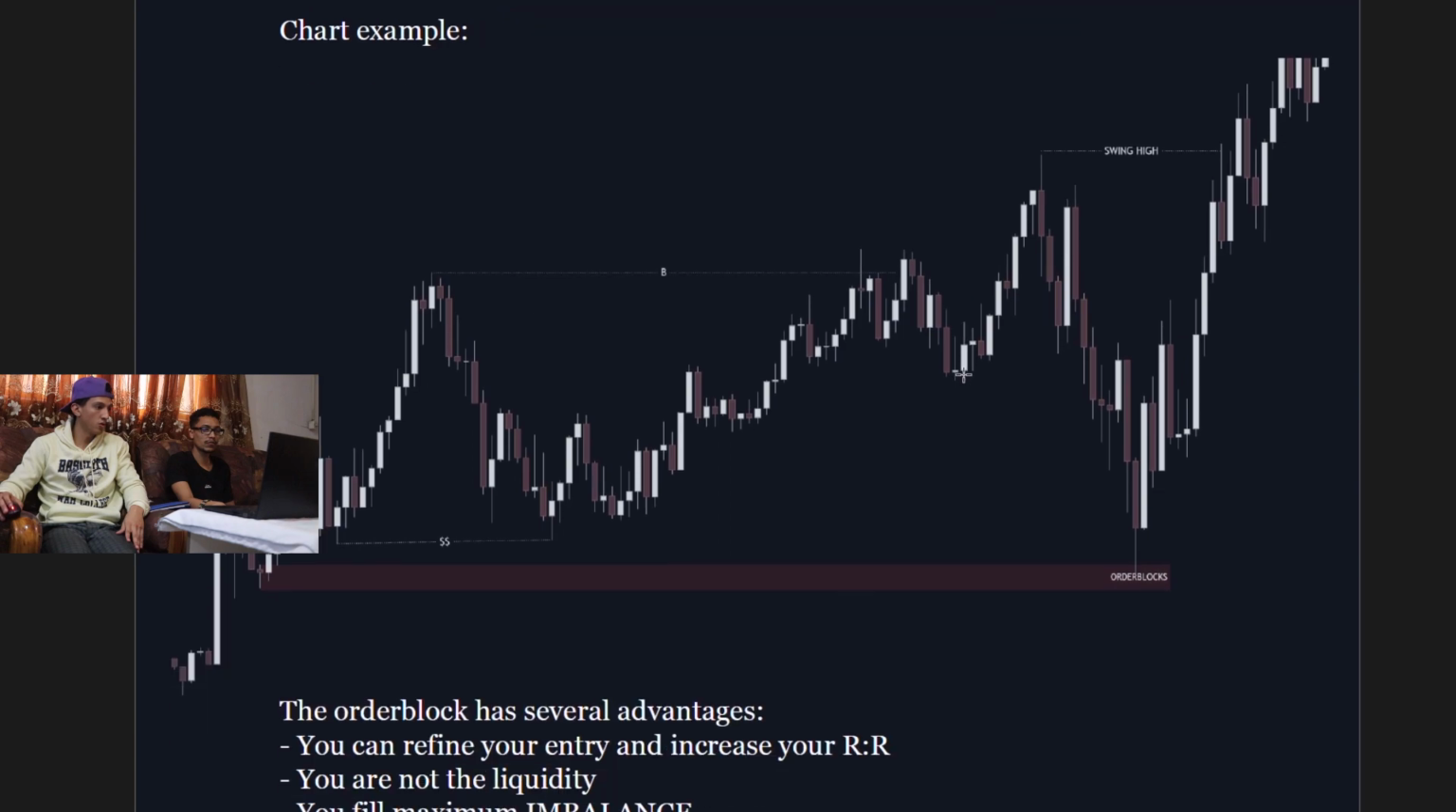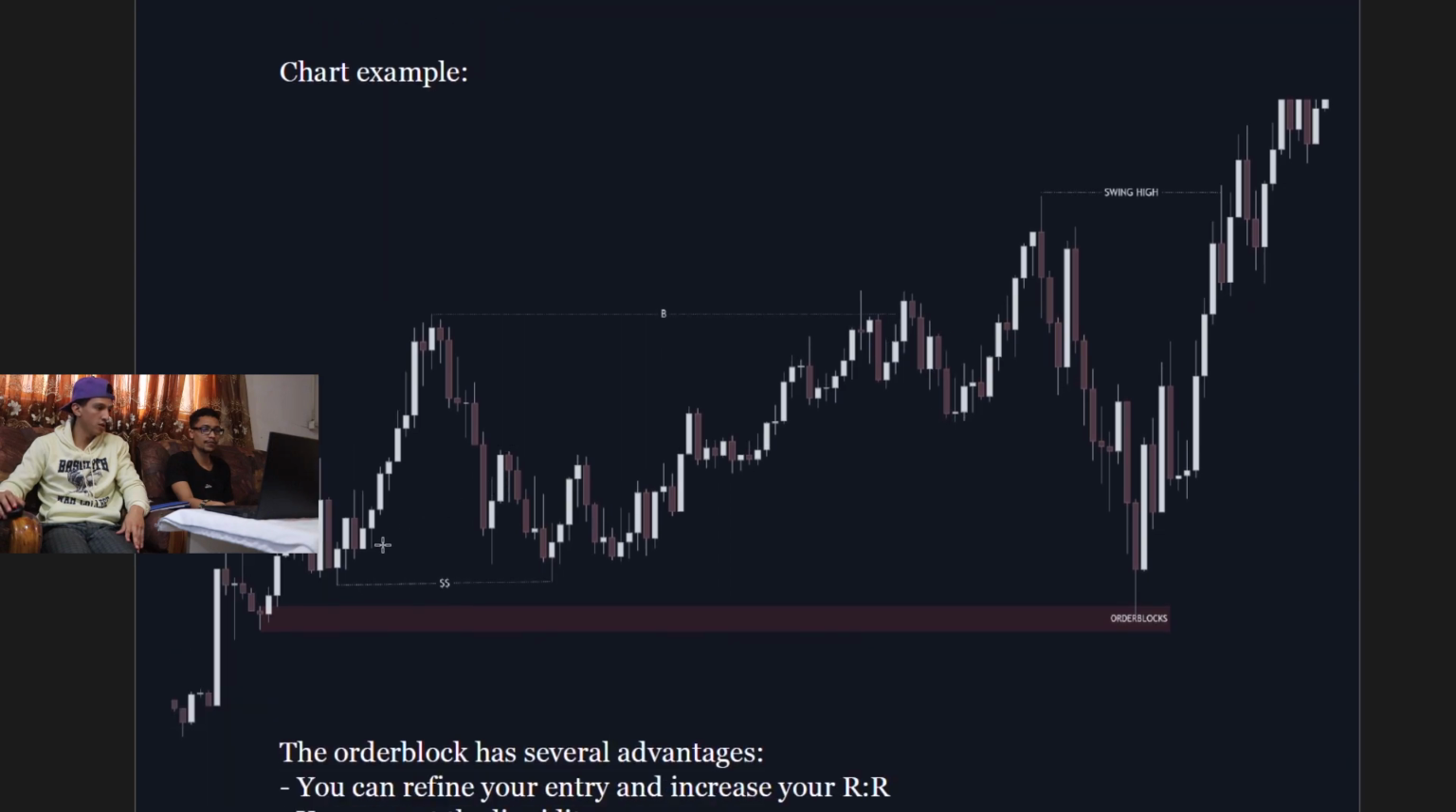So this is just your chart example of an order block. As you can see here, you have your sell side liquidity, your break of structure, swing high, and then your order block is right here.